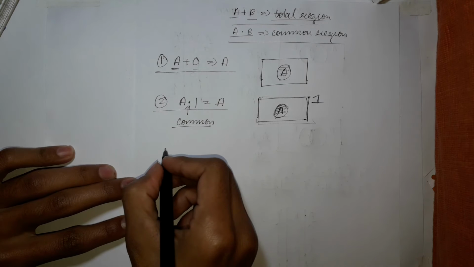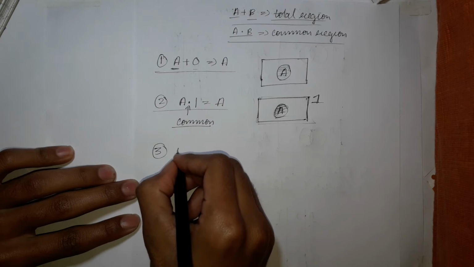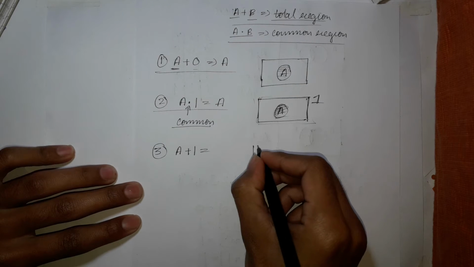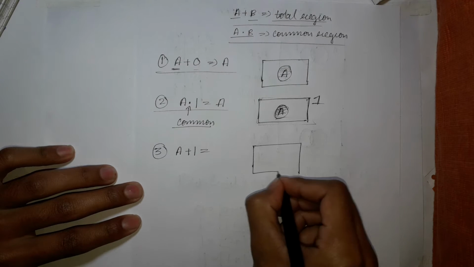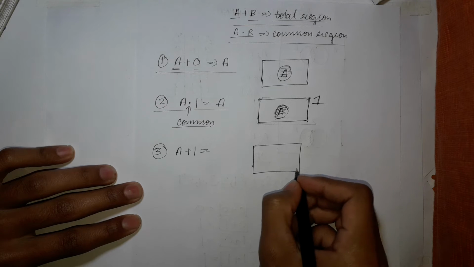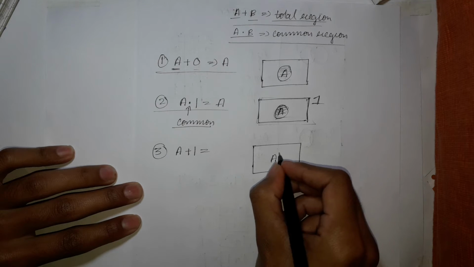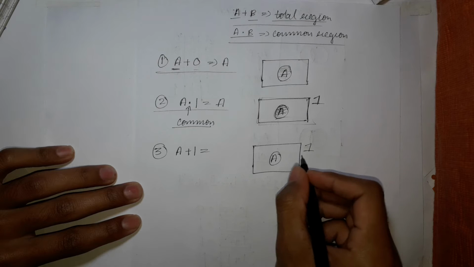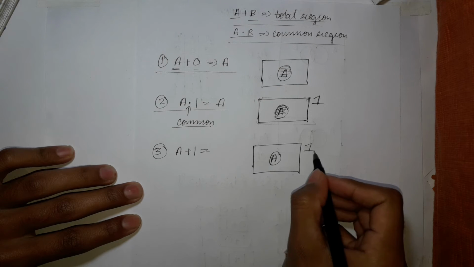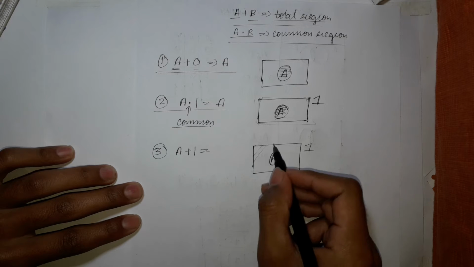Now the next question, that is A or 1. Again let's answer it using the Venn diagram. Once you get used to it, you construct the Venn diagrams in your mind and answer it quickly. So here we have our A, this whole is 1. Now the total region covered by A and 1 is nothing but this whole 1.